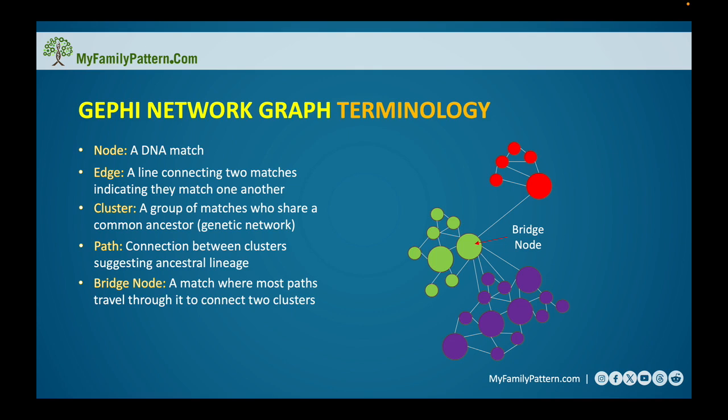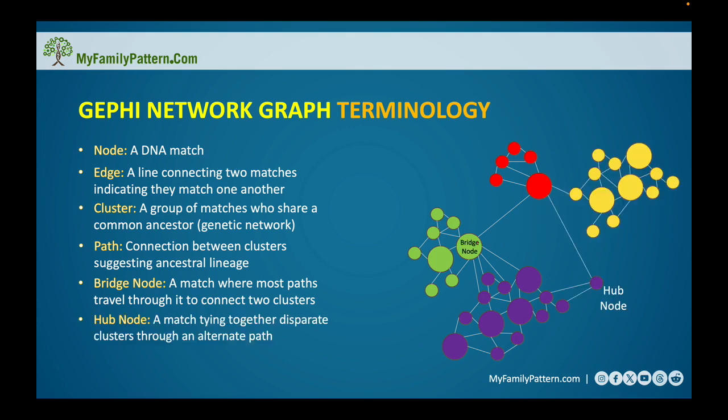And that's going to become evident when we jump into the Gephi graph. Now, the next one is called a hub node, similar to a bridge node, but what is different is if you see the purple cluster, if it wants to somehow connect back to the red cluster, and again, this is probably suggesting lineage, the purple cluster mainly goes through the green cluster to get to the red cluster.